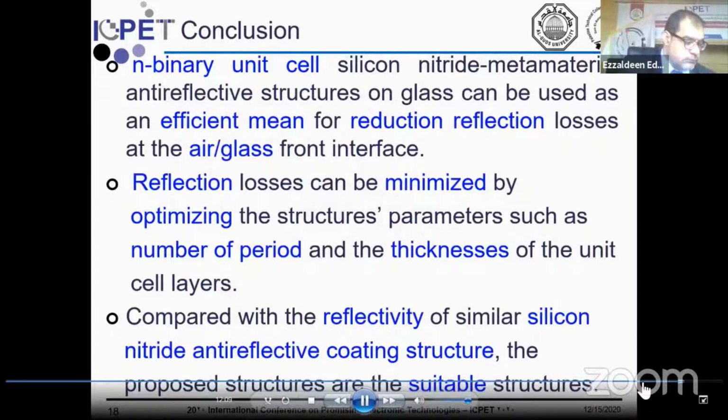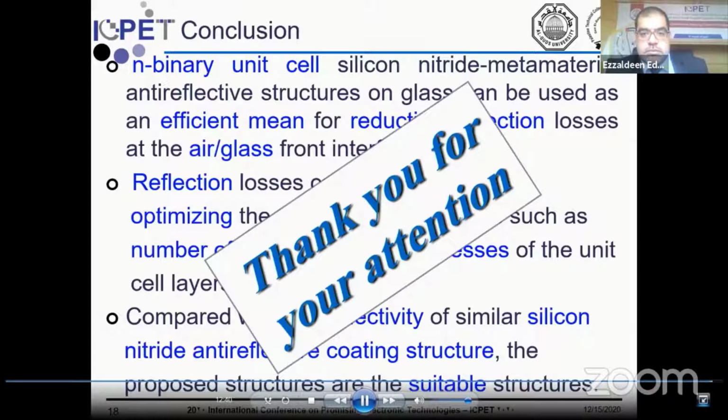The binary unit cell silicon nitride metamaterial structure on a glass can be used as an efficient means for reduction of reflection losses at the air-glass front interface. Reflection losses can be minimized by optimizing the structure parameters such as the number of periods and the thickness of the unit cell layers. Compared with the reference silicon nitride coating structure, the proposed structures are suitable structures.